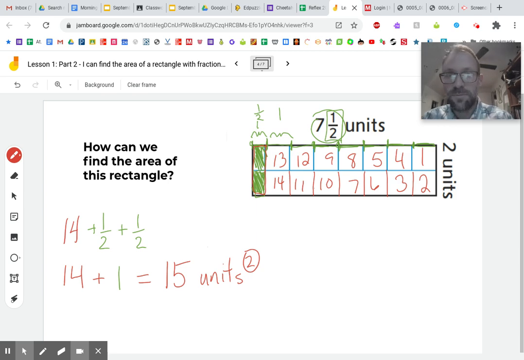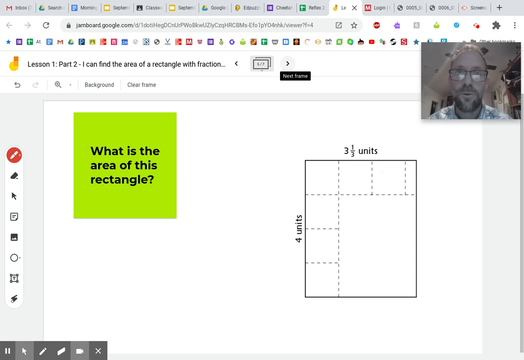Okay, let's try another one. I will meet you on the other side of this problem. Okay, I want you to try it on your own. Put in your best guessed answer into Edpuzzle, and then we'll work on it together. Good luck, work hard.